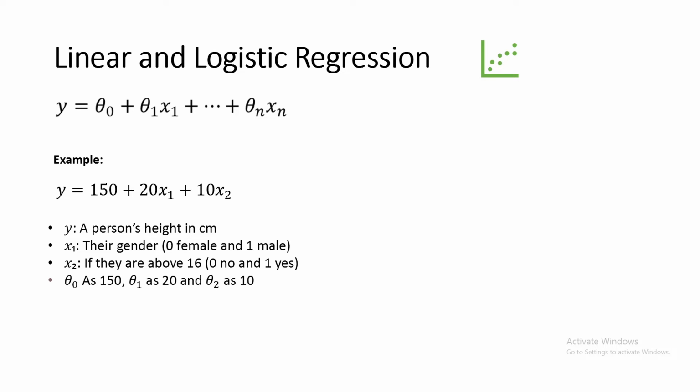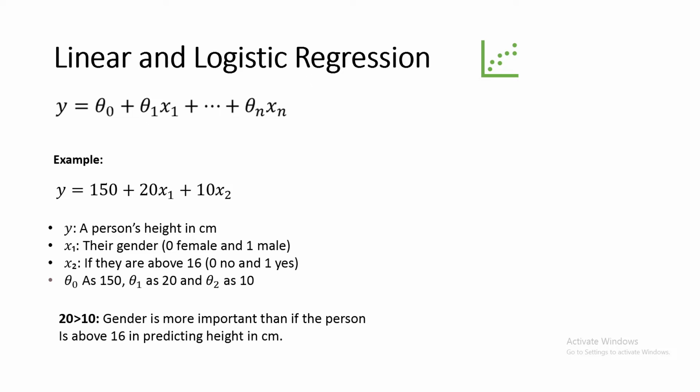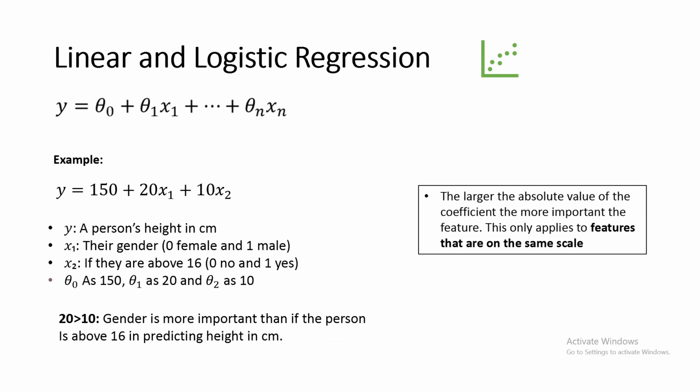So after building the model, we just simply look at the values of the coefficients, and using the values of the coefficients, we can determine which is the most important feature. In this case, 20 is larger than 10, that is the coefficient of gender is larger than the coefficient of if the person is above 16, so we can conclude that gender is more important than if the person is above 16 in predicting height in centimeters. In other words, the larger the absolute value of the coefficient, the more important the feature.